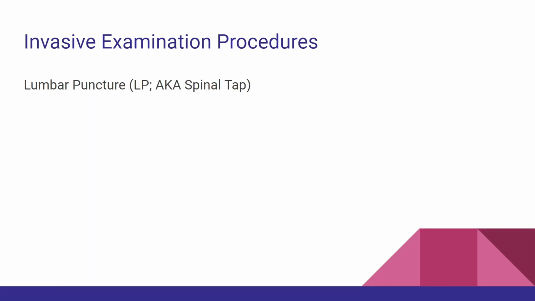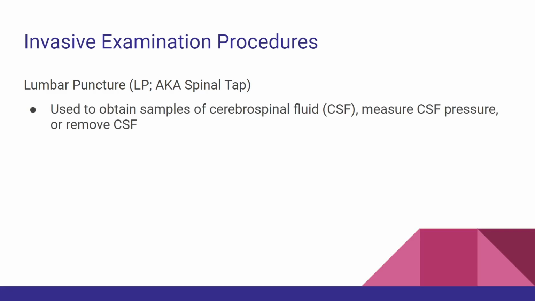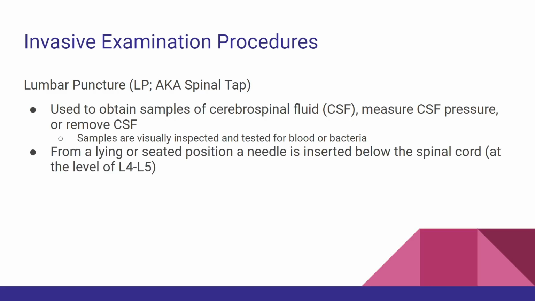The final technique we're going to discuss is the lumbar puncture, or the spinal tap. And this is used to obtain samples of cerebral spinal fluid and measure cerebral spinal fluid pressure and remove cerebral spinal fluid if necessary. So the samples are visually inspected and tested for blood or bacteria. Remember that there's a physical separation, which is the blood-brain barrier between our vascular systems that carry blood and our cerebral spinal fluid systems. The lumbar puncture is conducted by either having the patient lying or seated and inserting the needle below the spinal cord, usually at the L1 or L5 junction.